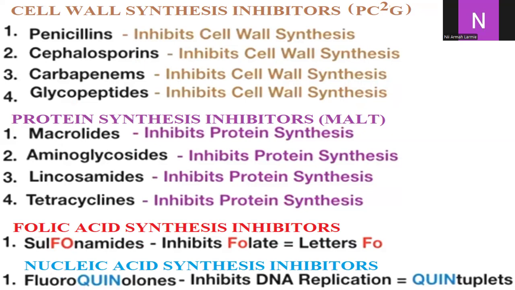Note here that fluoroquinolones are the only direct DNA synthesis inhibitors. They hit DNA directly through specific enzymes, and we will go into those enzymes as well. So let's just look at these three mechanisms. Let's look at maybe one or two and see how it works.